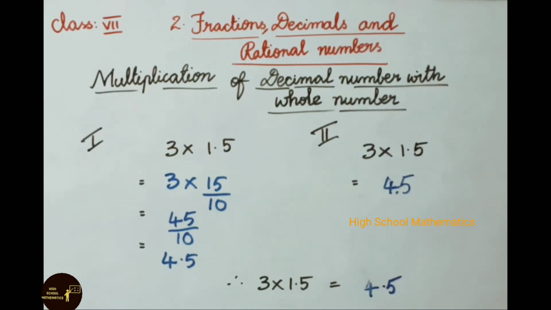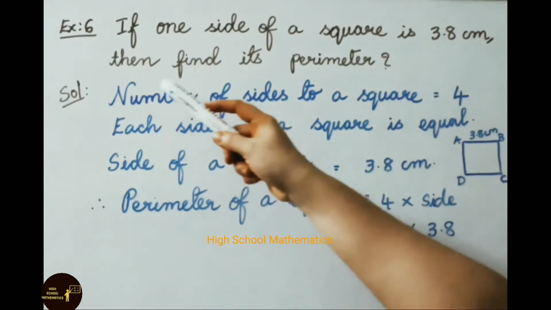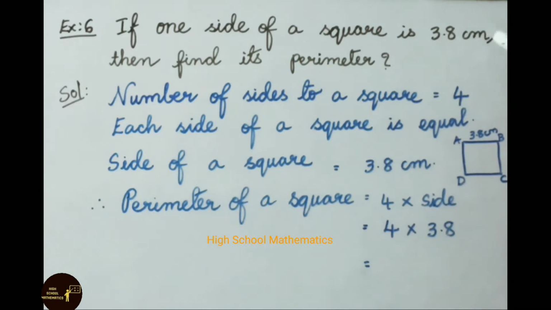Now let us see a few more examples for multiplication of decimal numbers. See now example 6. If one side of a square is 3.8 cm, then find its perimeter. Let us see the solution.